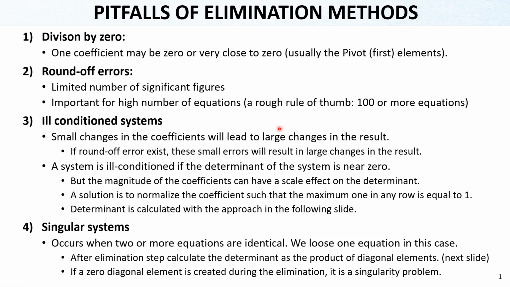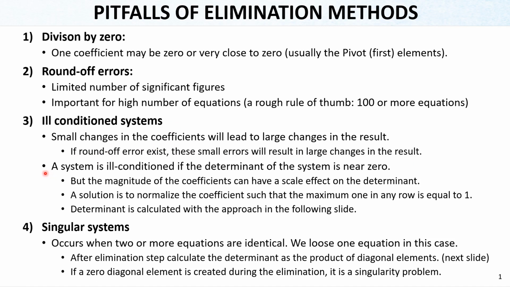Ill-conditioned systems. Small changes in the coefficients will lead to large changes in the results. And if there is such a system, then that means it is ill-conditioned. And if round-off errors exist especially, it means small changes in the coefficients, because round-off error exists in coefficients. And these small errors will result in large changes in the results, which will create some unexpected results.